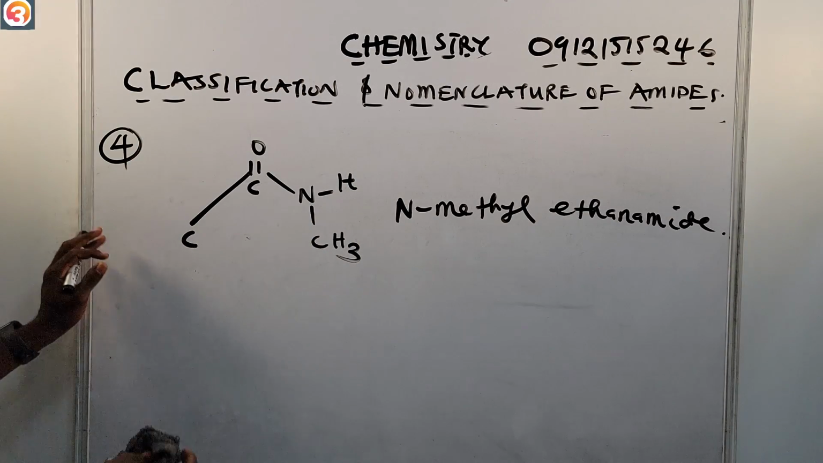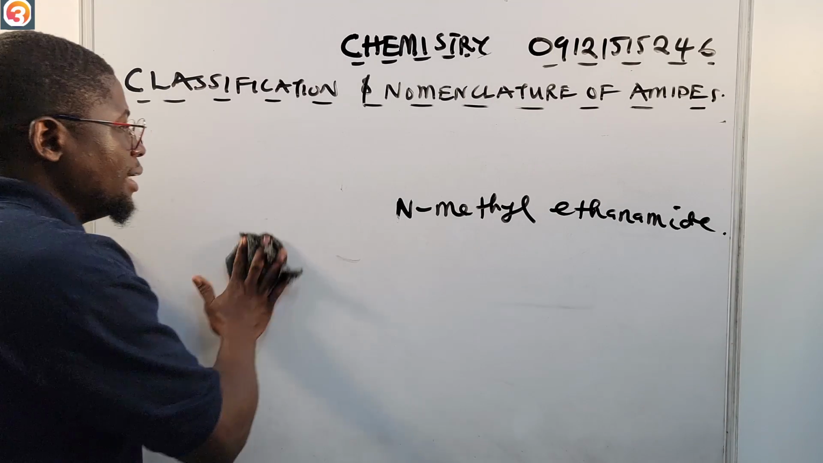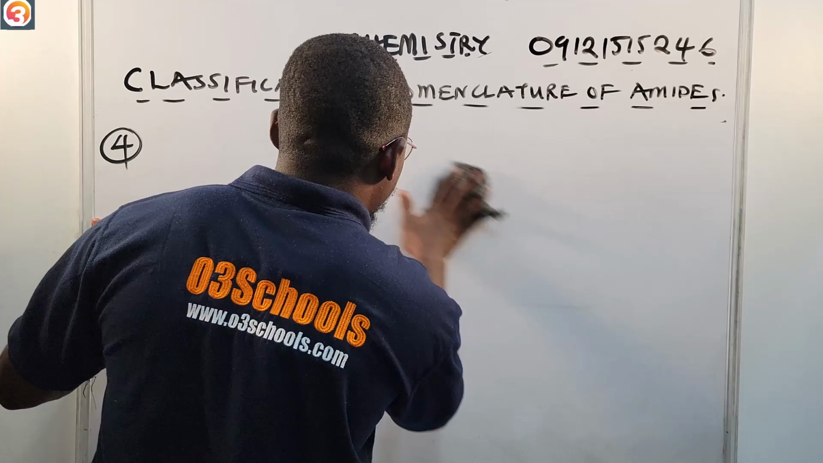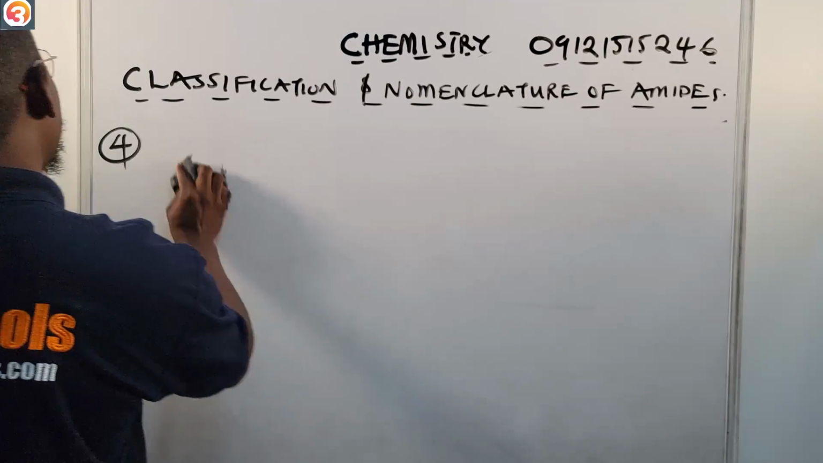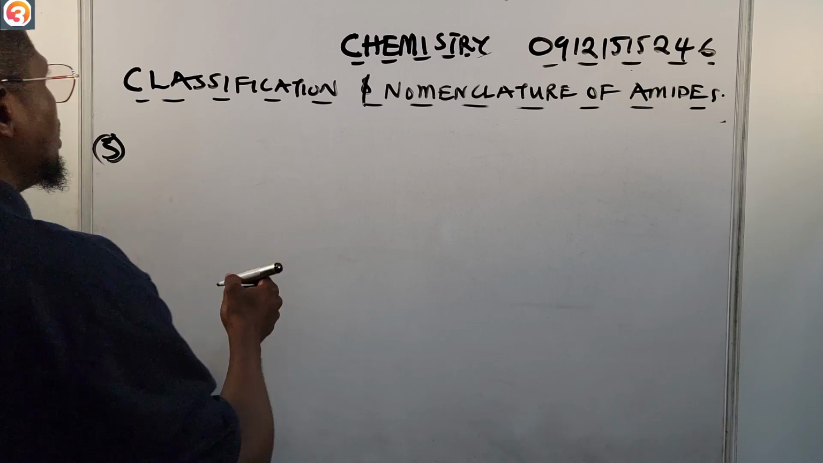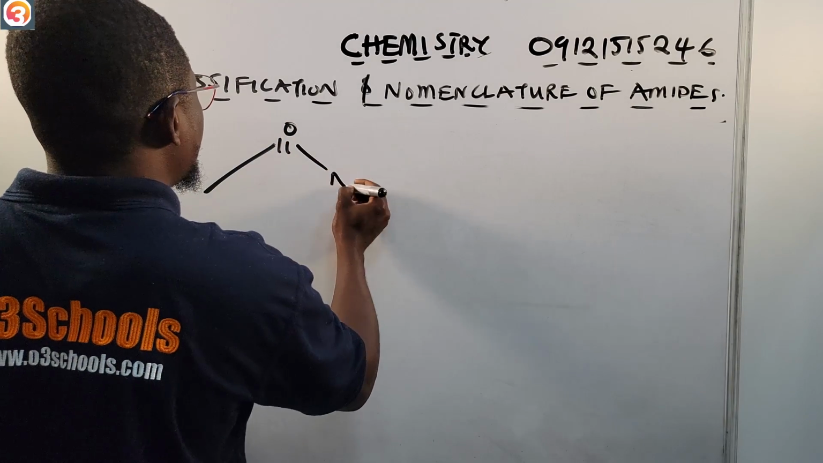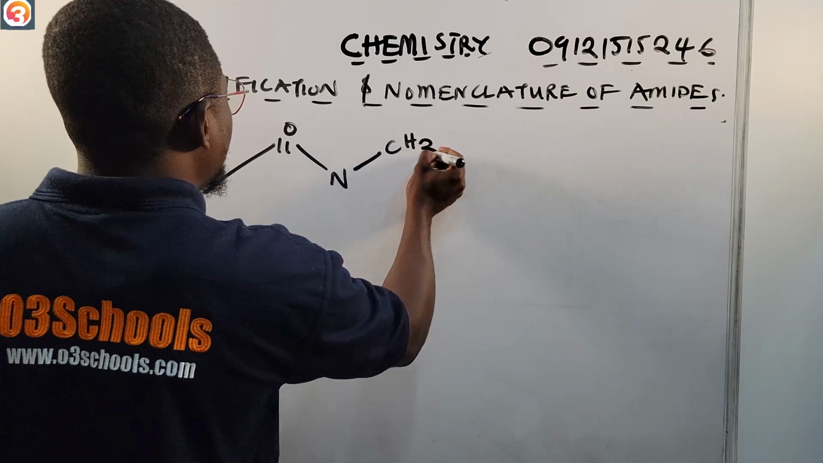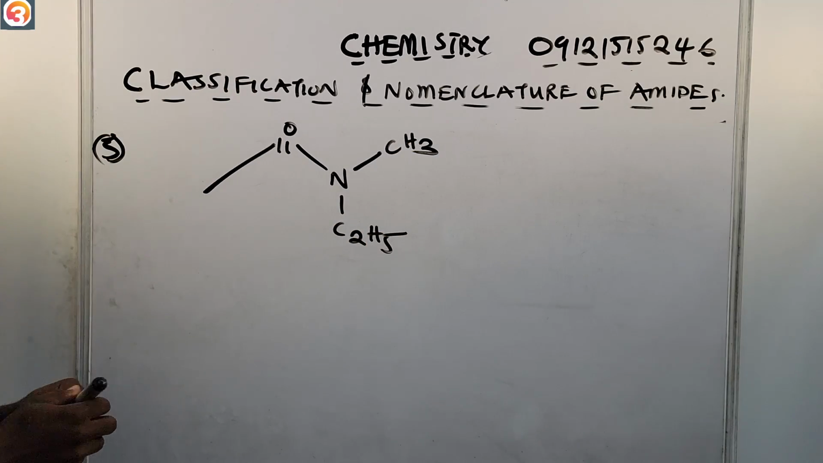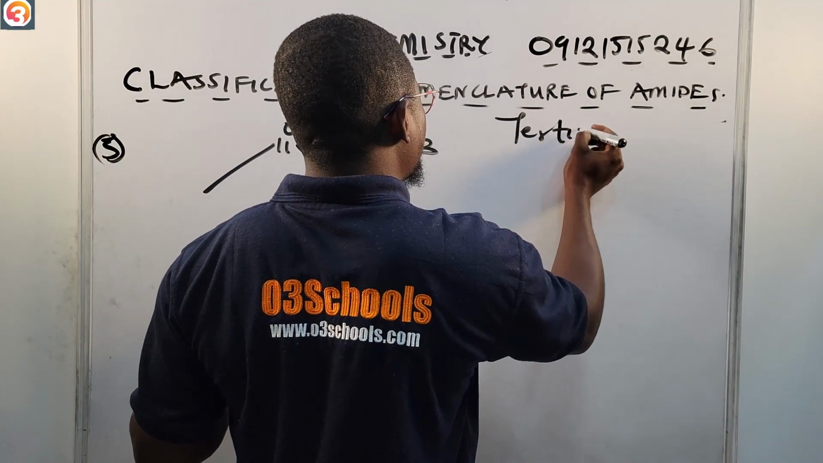Now let us see one example of a tertiary amide, and we name it, and we are done with this class. We answer the question from the app, and we are okay. Now number 5, that will be the 5th example. Let's say we have something like this. This double bonded to O. Then I have this N, then CH3, then C2H5. Now, obviously, this is a tertiary amide.